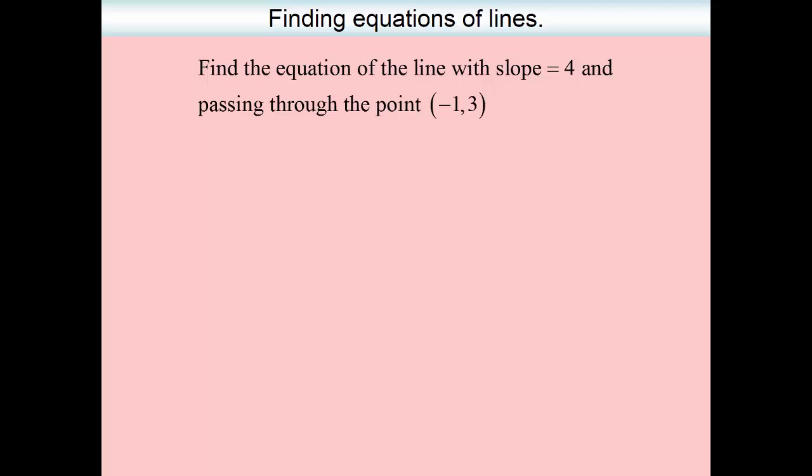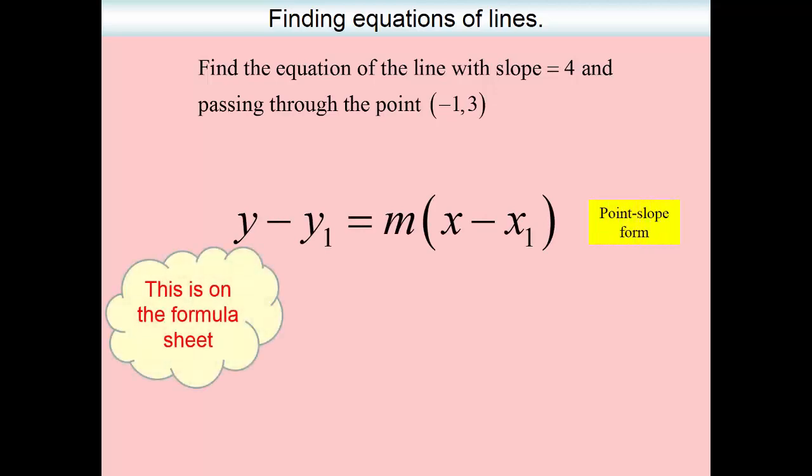Now, the rest of this section we're going to spend trying to come up with equations if we know something about the lines. Now, the key to this is to have an equation that's usable for doing this process. And this is the one that's on the formula sheet. It's called the point-slope form for the equation of a line.